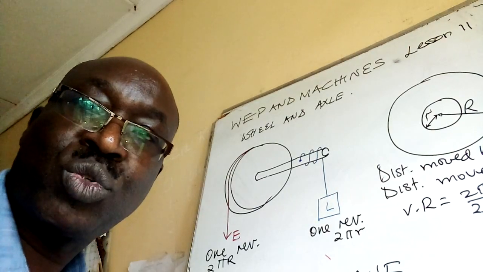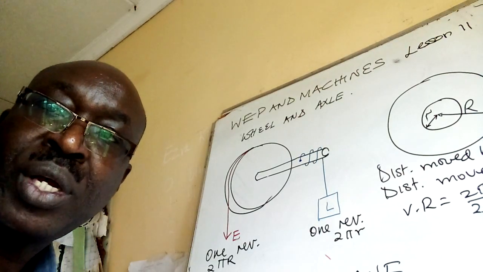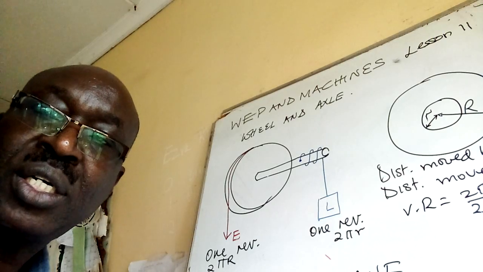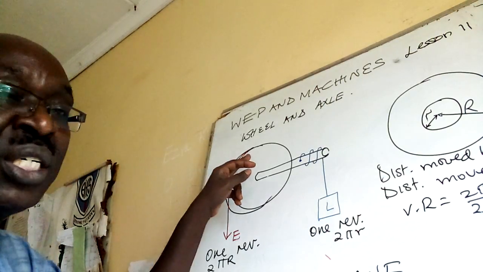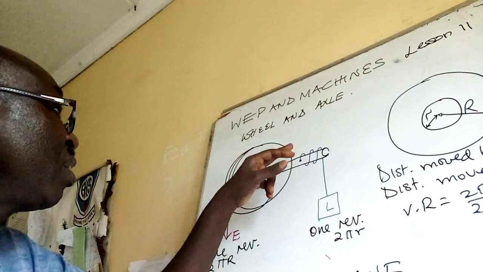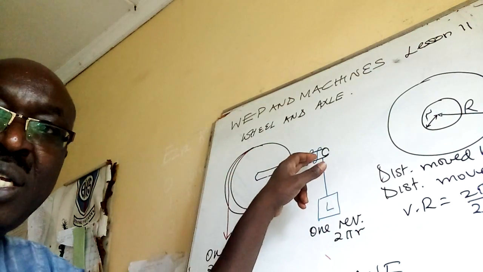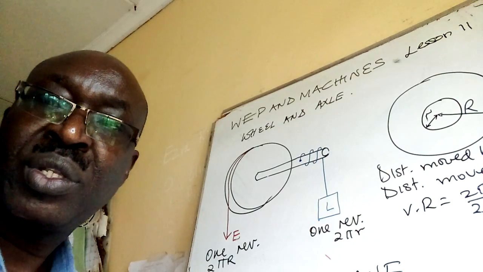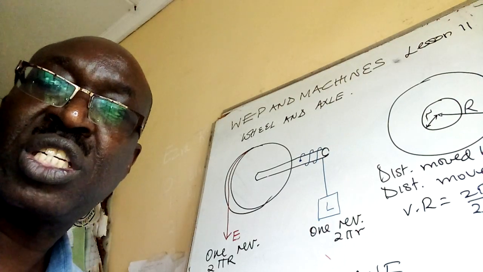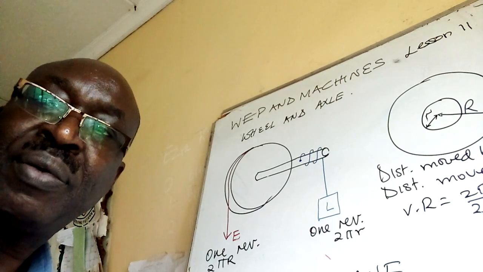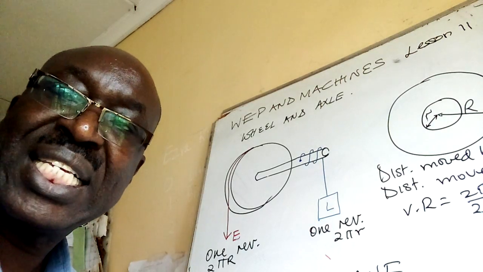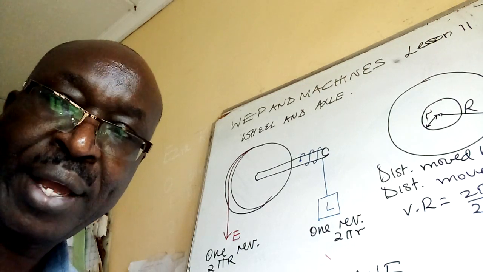So welcome to our lesson 11, and today we shall look at wheel and axle. Okay, so this is a wheel and this is an axle. The wheel and axle system also is a form of simple machine that helps us to do work easily and in a more convenient way.